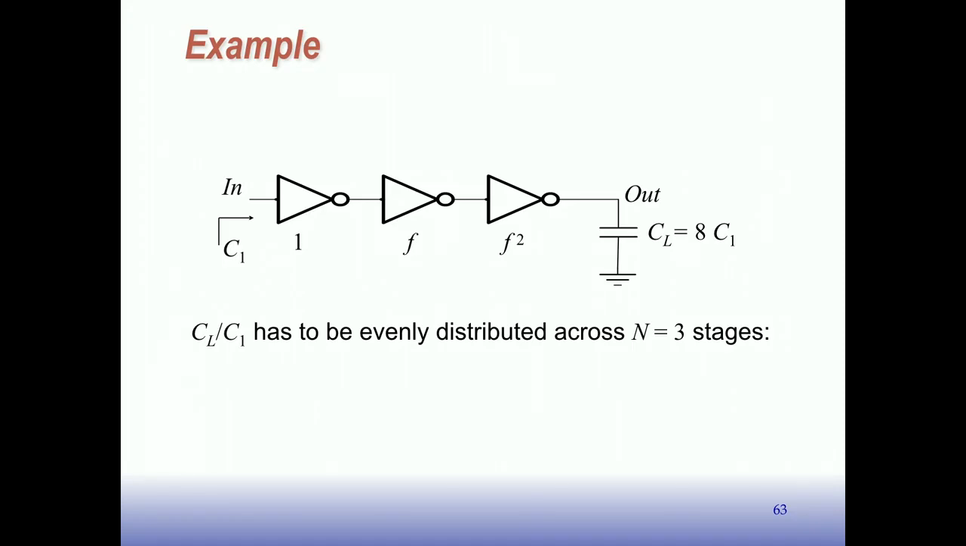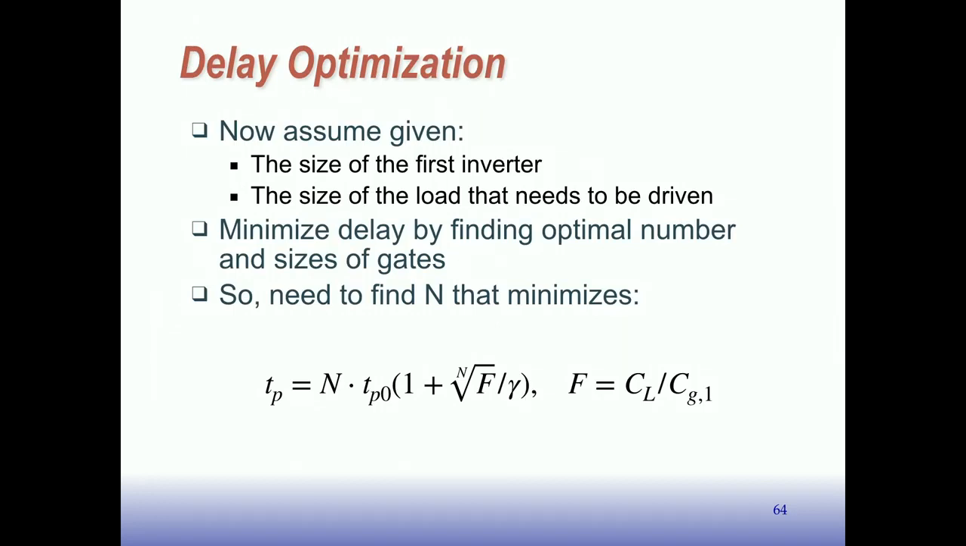Okay, so any questions on that? I'm going to move on to a more complicated problem now. This is also delay optimization. It's related, but now we're going to assume that we're given the size of the first inverter, we're given the size of the load that needs to be driven, and we're going to minimize the delay by finding the optimal number and sizes of gates.